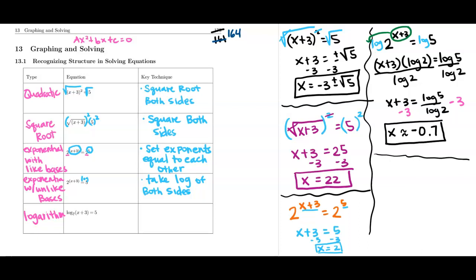Okay, so let's take a look at this last one. So if you were asked to solve this, what would you do? What would you need to do first in order to solve that? What do we do with logs? I want to hear from somebody. I want to know that you guys are with me, you're thinking about what I'm saying.